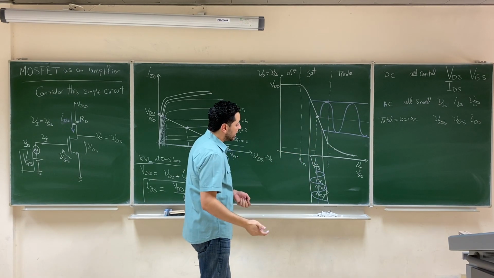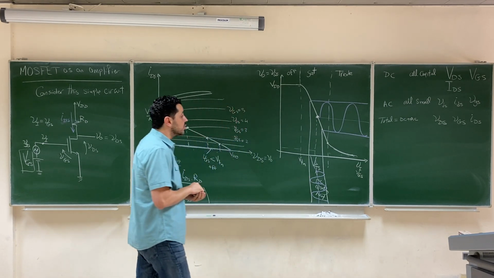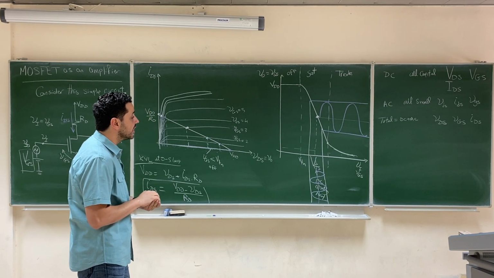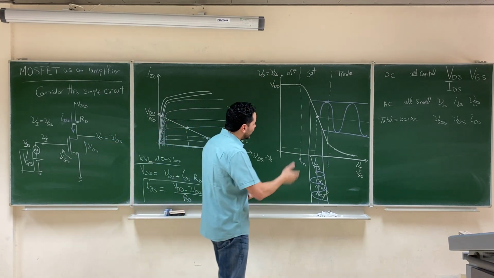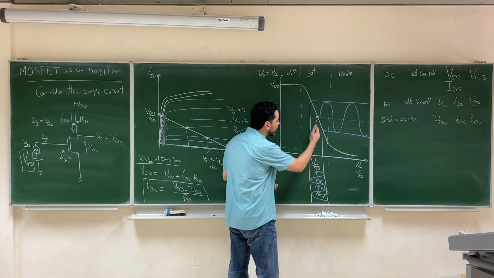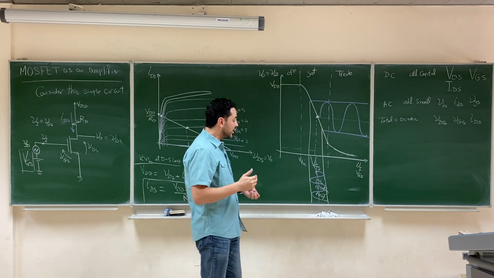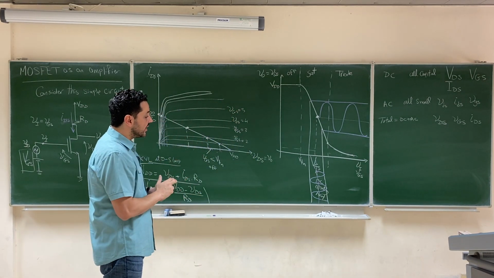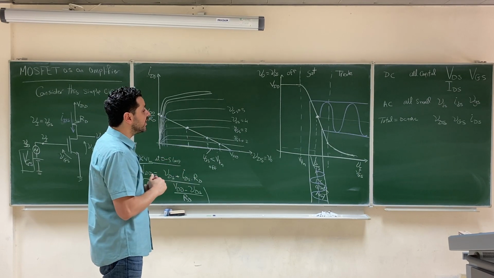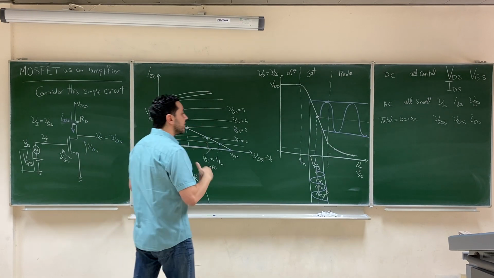The second reason to choose it in the middle of the saturation region... actually, I forgot the second reason here. Anyways, you need to choose the operating point in the middle of the saturation region in order to benefit from the slope of this line and benefit from the high gain of this line. A small change will give you a high change.